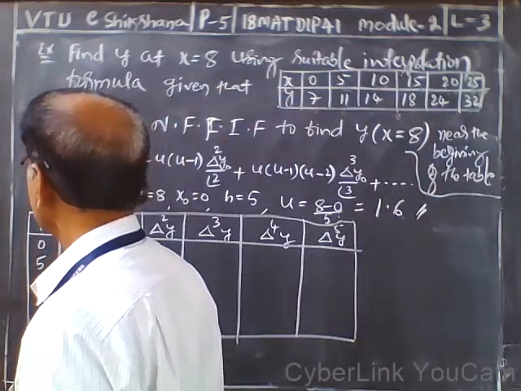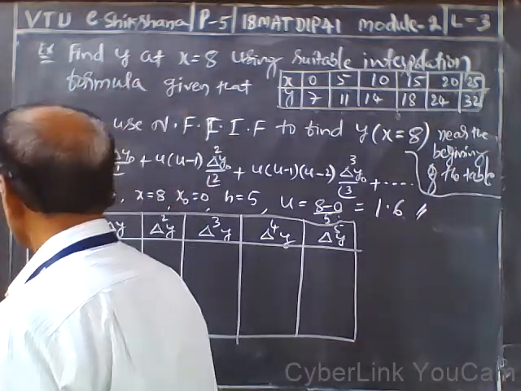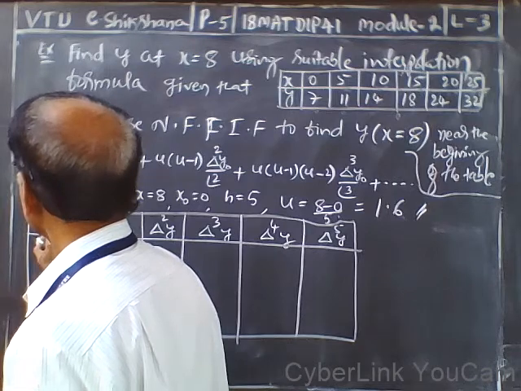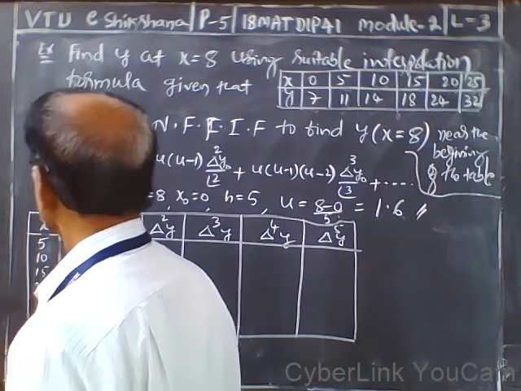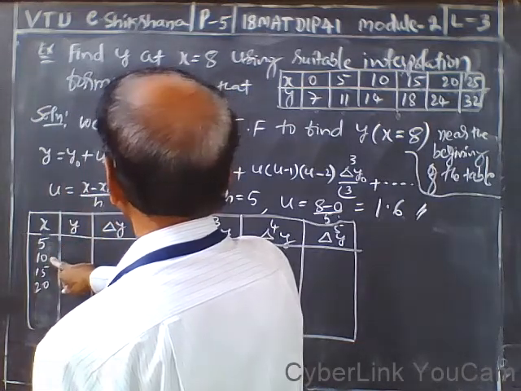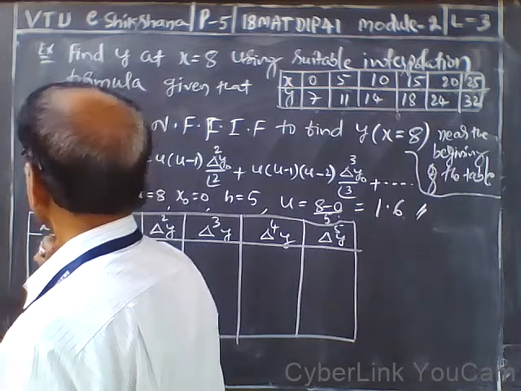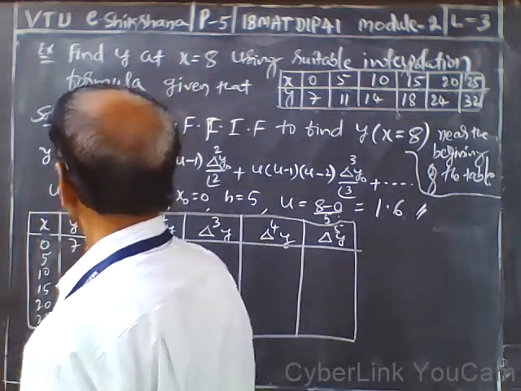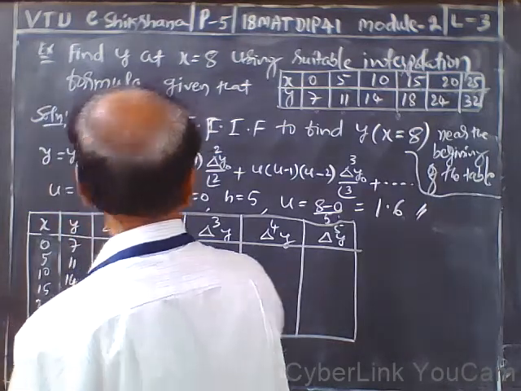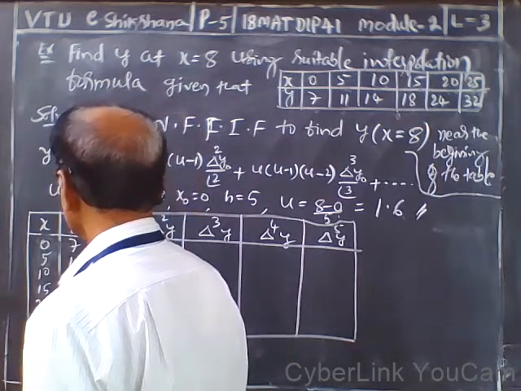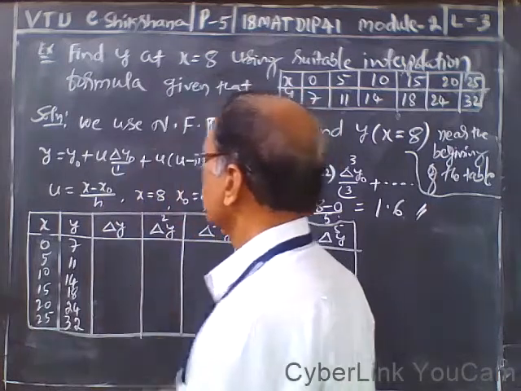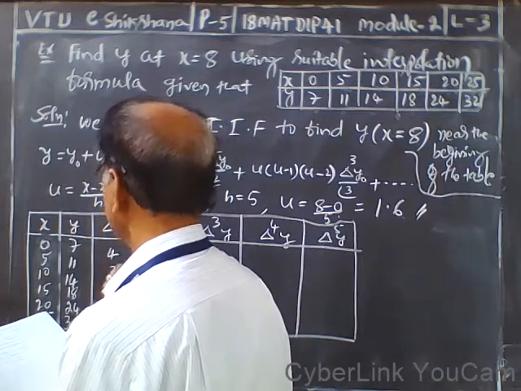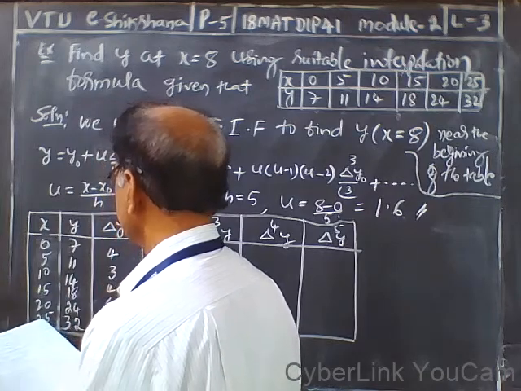The x values are 0, 5, 10, 15, 20 and 25, totally 6 values. The y values are 7, 11, 14, 18, 24, and 32. Then the first differences: 11 minus 7 is 4, next is 3, next is 4, next is 6 and next is 8.